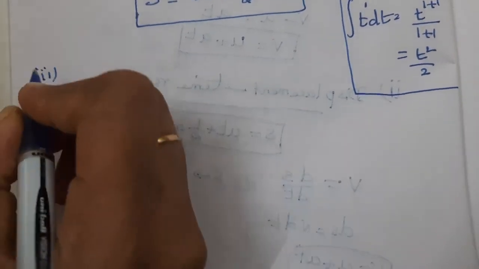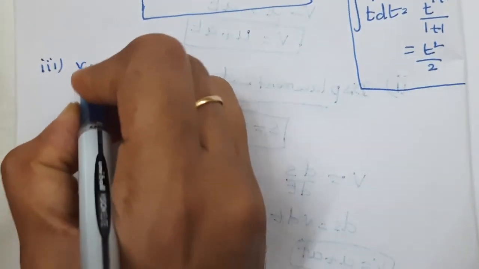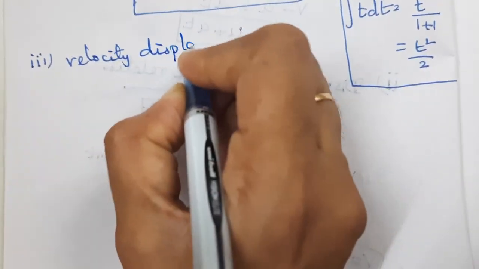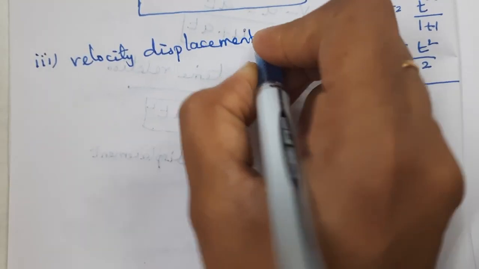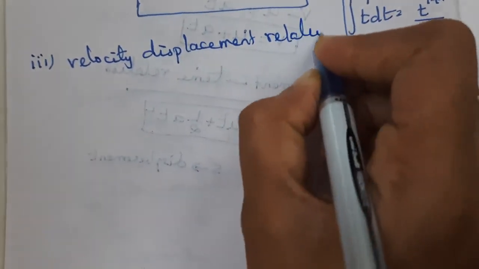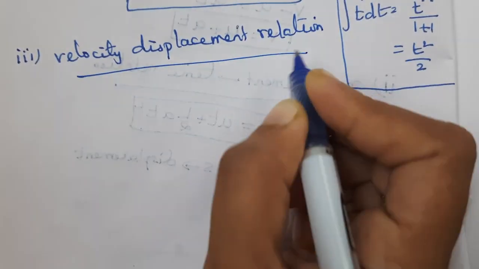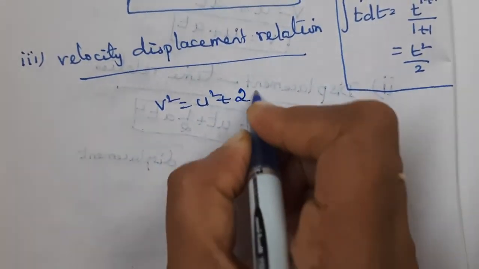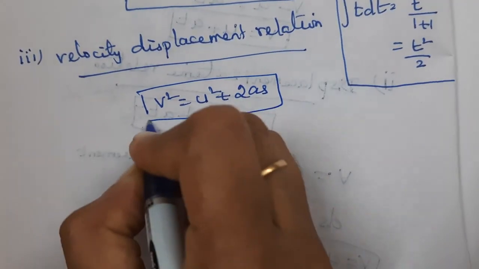Third, velocity displacement relation. That also you have learned, that is v square equal to u square plus 2as. Isn't it?